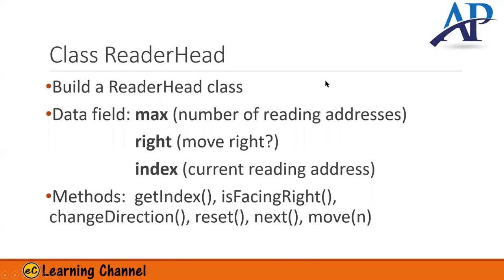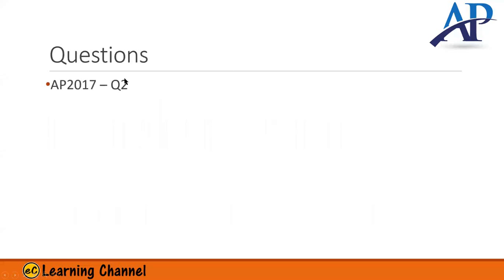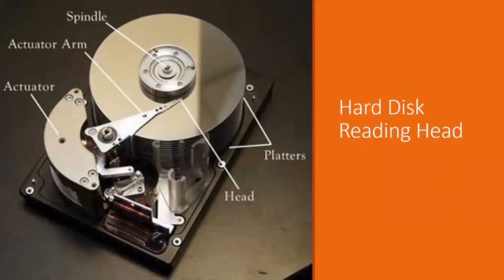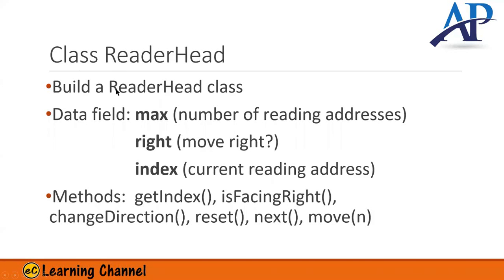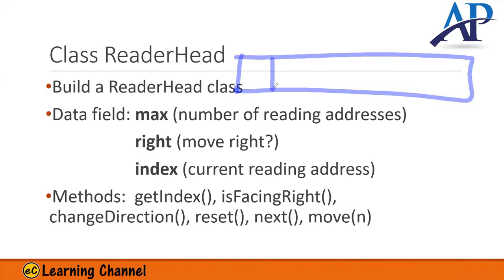So in the previous exam, in 2017 Q2, there is a reader head iterator problem. Basically you need to use the ReaderHead class. I want you to build a ReaderHead class. That class can have the data fields of max, right, and index. I'll give you an array or ArrayList, and you cannot use the index i to access it. You have to move the head right, move to somewhere, and then actually read the data over there.